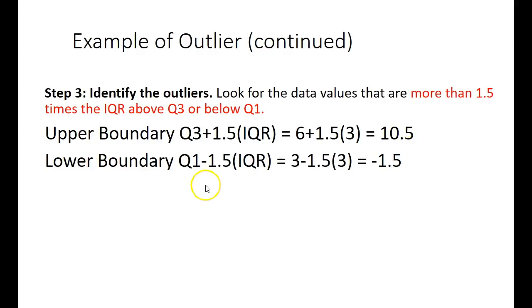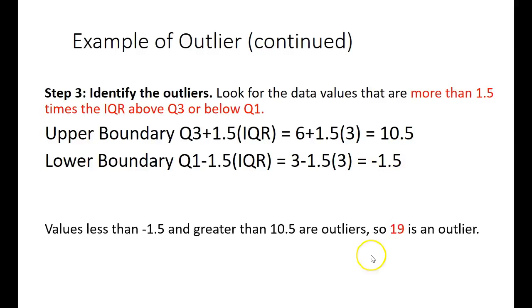So you may have noticed a slight change on the screen here. This was a plus sign by mistake, so please fix that if you've already written this down in your notes. The lower boundary would be the first quartile minus 1.5 times the interquartile range. We want to go below Q1. We want to know what's the lower outlier boundary. So after subtracting, I got negative 1.5. Anything in our data set less than negative 1.5 or greater than 10.5 would be an outlier.